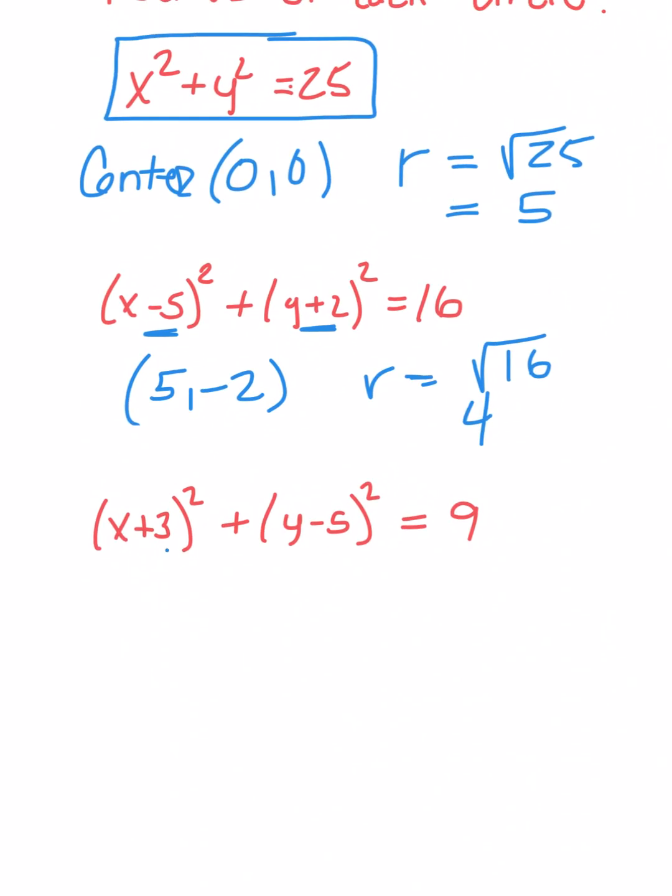This next example moves 3 left and 5 right, so it would be negative 3, 5 as my center. My radius would be the square root of 9, which is 3. So again, watch this video, slowly rewatch if you need to, rewind and so on, and then begin working on the practice of lesson 10.3.